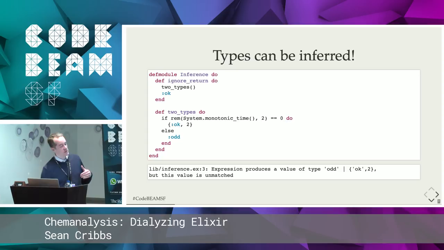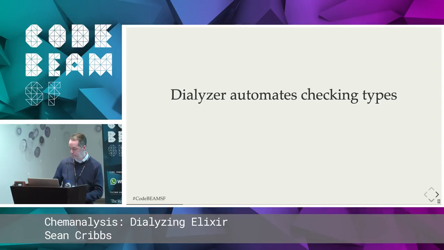Now, there are some things in the standard library that you don't see that were already annotated. But except for very low-level code, a lot of that could also be inferred. So you don't have to opt in to annotations, and Dialyzer can still find things. So this is what Dialyzer is, and I've used that word like 50 times already, I feel like, but it's an abbreviation of discrepancy analyzer. It automates the checking of types in your code after it has been compiled.